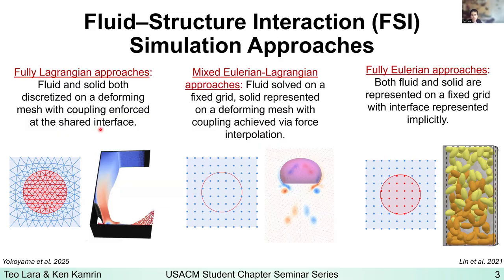And then the most popular approach is these mixed Eulerian-Lagrangian approaches. Think of something like the immersed boundary method, where you have the fluid solved on a completely fixed grid, and your solid is represented with a deforming mesh, and you have coupling between the fluid and the solid via force interpolation. This is good for large fluid domains and very complex flows, since you're simulating the fluid on a completely fixed grid. But it can be hard to do your interpolation between your fluid and your solid. You have to be very careful about how you handle this boundary.